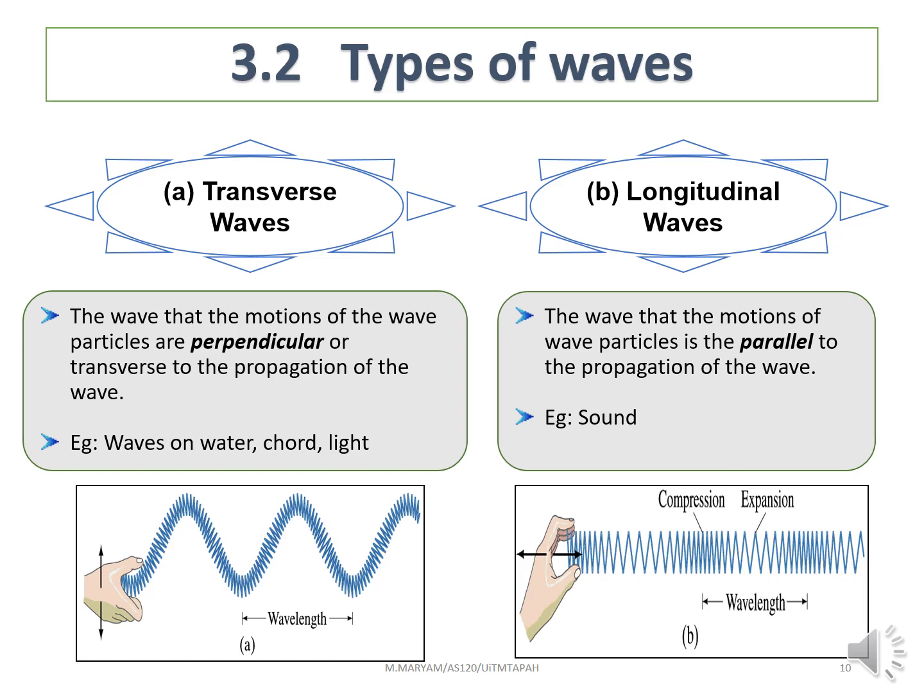A transverse wave is a wave in which the motion of the wave particles is perpendicular, or transverse, to the propagation of the wave. For example, waves on water, on a cord, on land, as you can see in the figure.